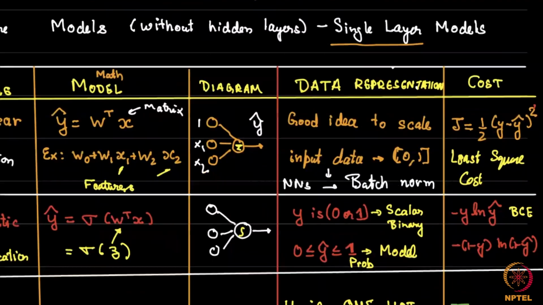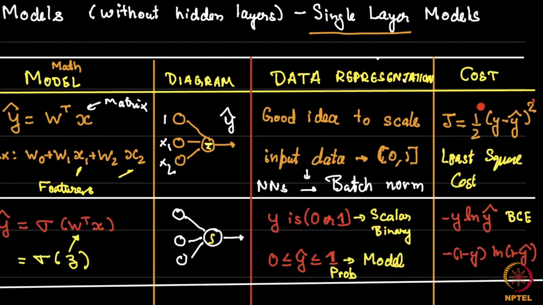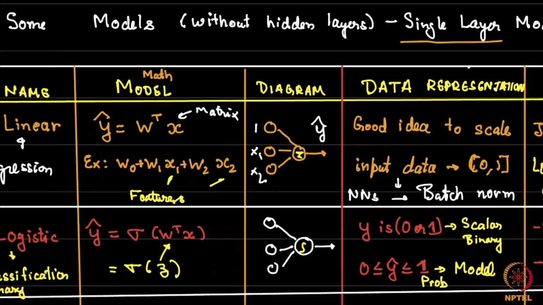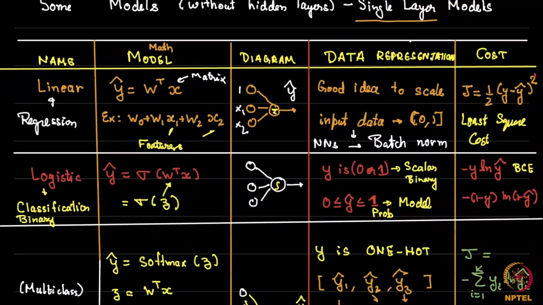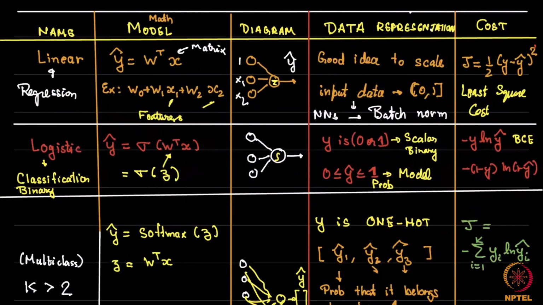The final thing is the cost function. The cost function J is simply a least square cost function. This is what we use typically for linear regression. So this is called the least square cost. Okay, what happened when we looked at the logistic function?